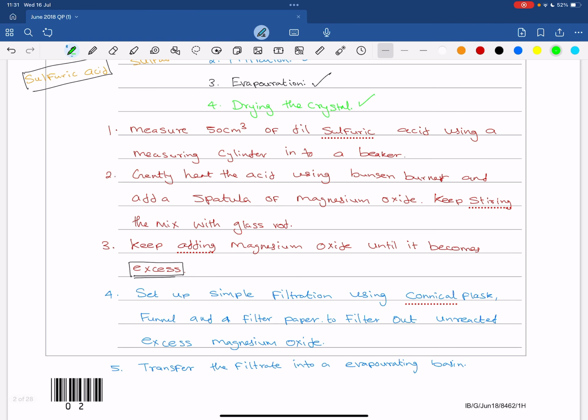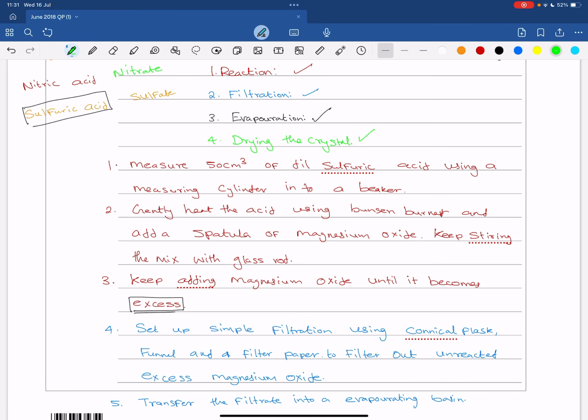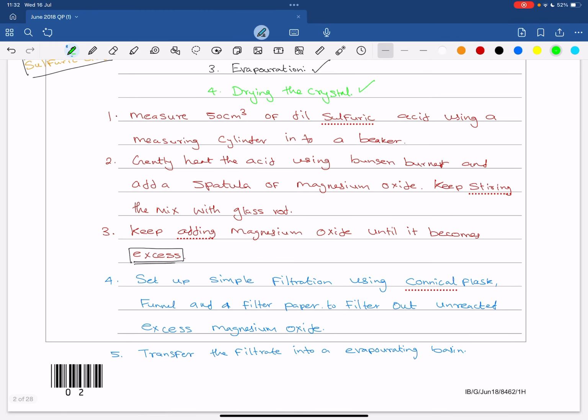So initially what did we do? We took our measuring cylinder to measure 50 cm³ of dilute sulfuric acid and poured it into a beaker. Gently warm up the acid so that the reaction can happen much faster. Add a spatula of magnesium oxide. Keep stirring it. Keep adding magnesium oxide until it becomes excess. Set up simple filtration using a conical flask, funnel, and filter paper to filter unreacted excess magnesium oxide.